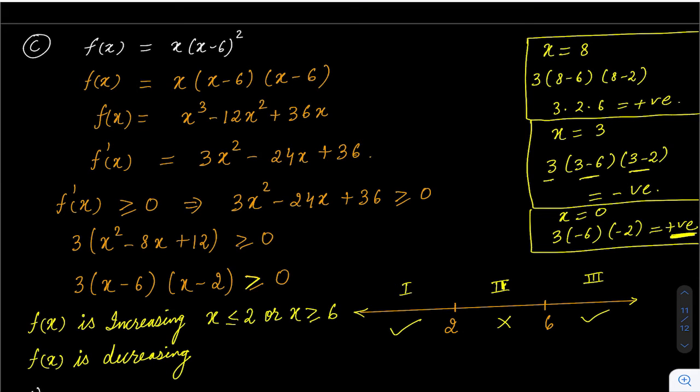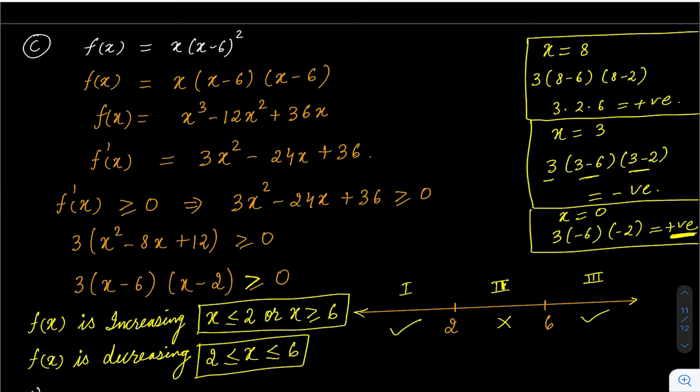So we can say f(x) is decreasing in the interval 2 to 6. So when x is less than or equal to 6 and greater than or equal to 2. So this will be my complete answer. Now, this is how you do it.